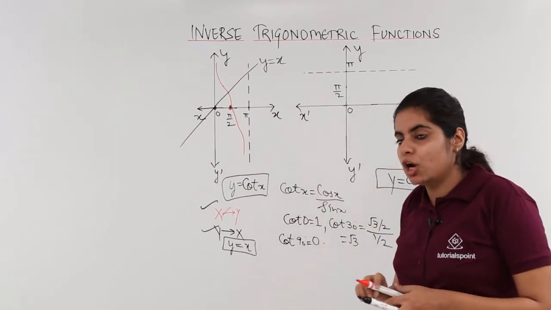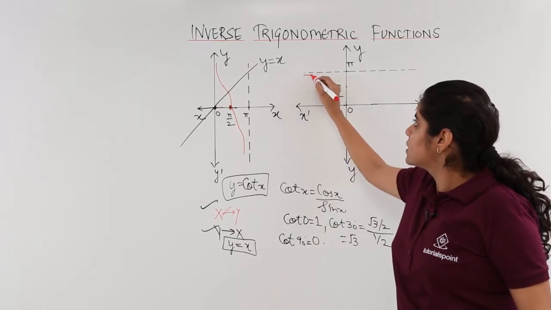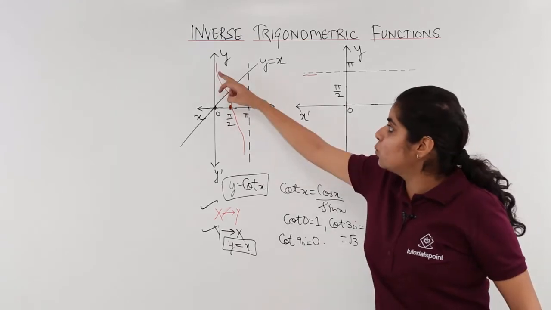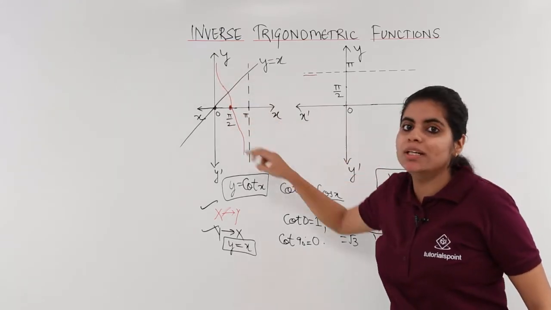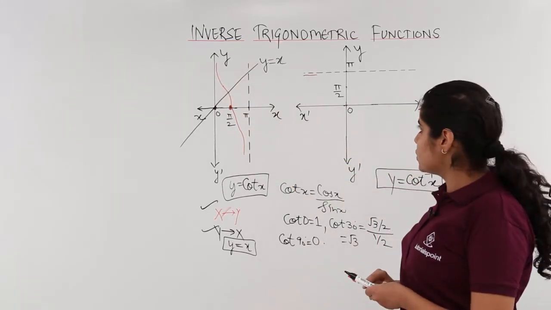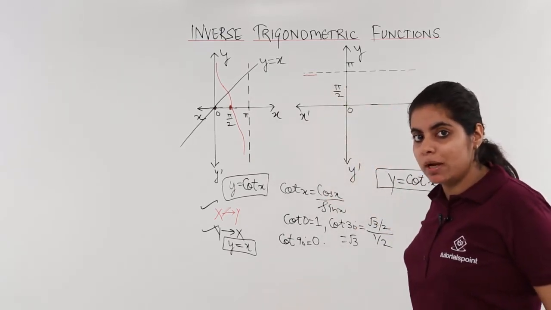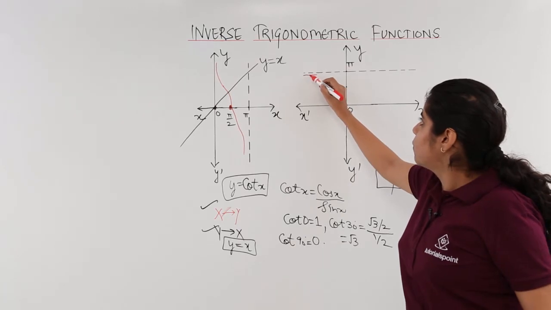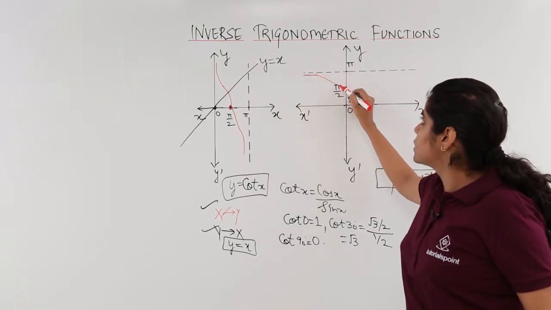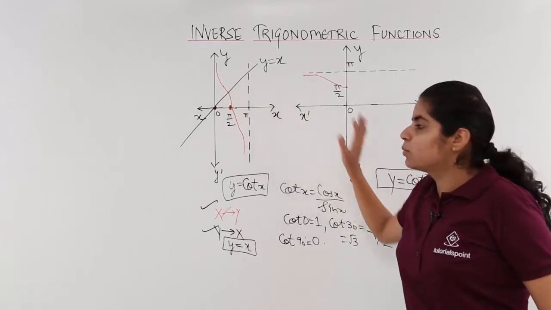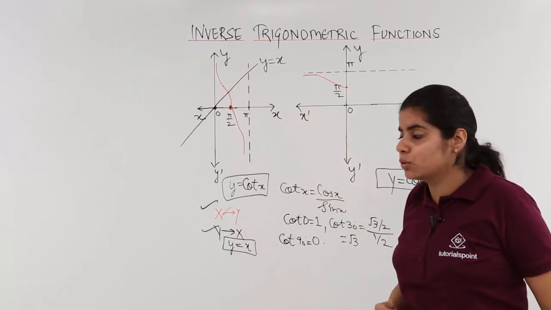So let's draw it. The graph starts here, just as it starts here. Then it has to move towards pi by 2 to touch pi by 2. Here also it will move towards pi by 2 to touch pi by 2. So it moves from here towards pi by 2 to touch pi by 2. Similar conditions on both sides.